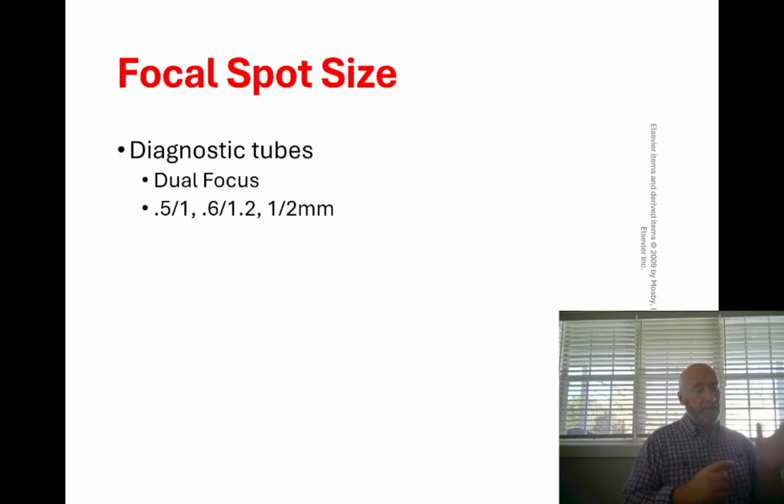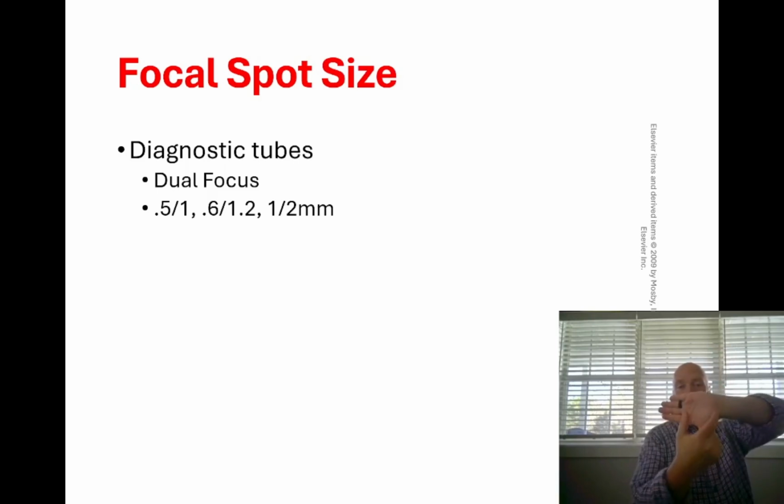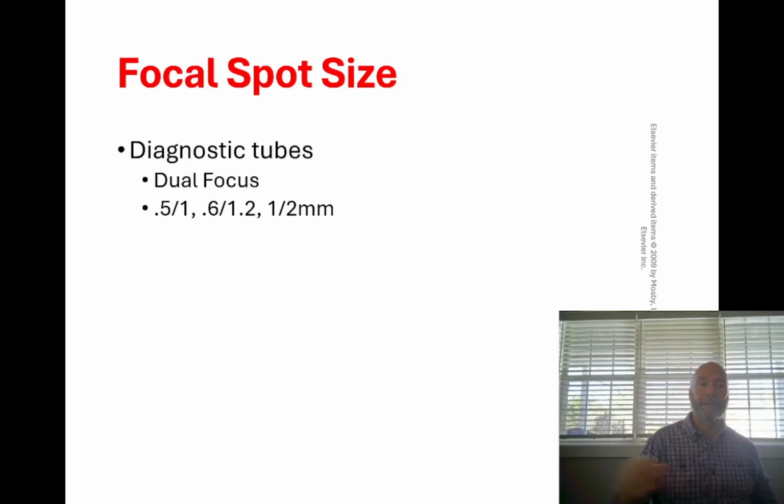Like if this was the target and I showed you the target in the actual area of bombardment, it looked like it was this big. But if I turned it so that you were looking up at it, then it would look significantly smaller. So the effective focal spot is the line of sight from the patient, as opposed to the actual focal spot, which is where those electrons impact. In our X-ray tubes, you generally have two.